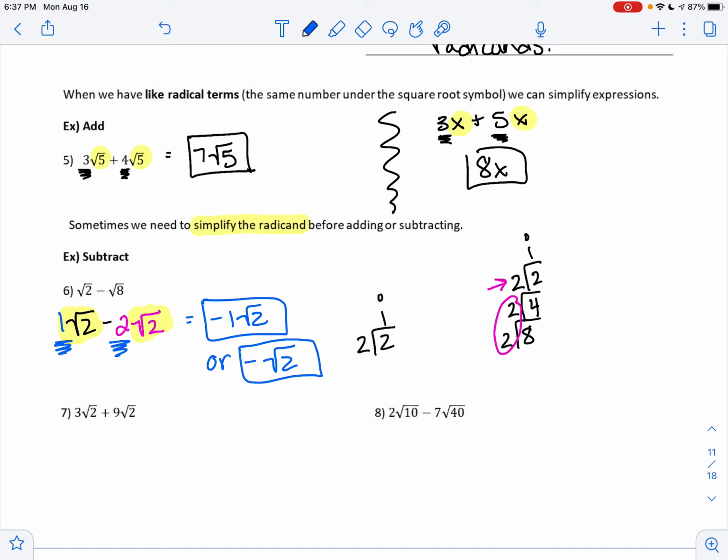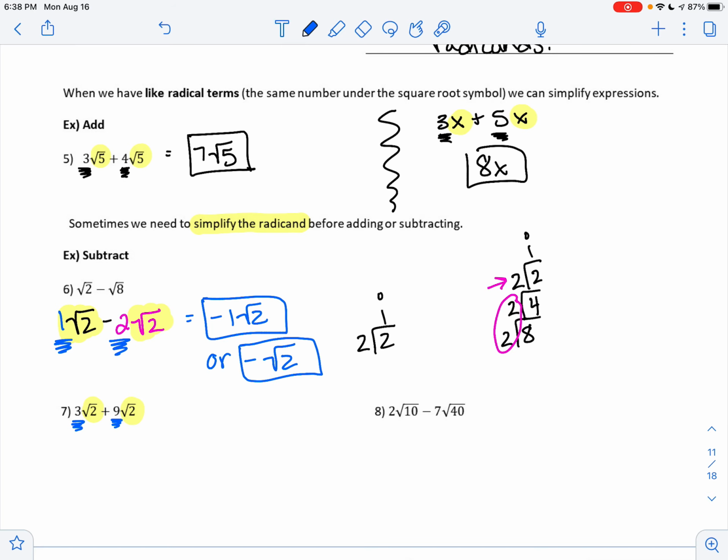Let's go ahead and try example 7 and example 8. On example 7, I have like radical terms because they are both the square root of 2. So I can go ahead and add my coefficients. 3 plus 9 is 12. So my answer would be 12 square root of 2.